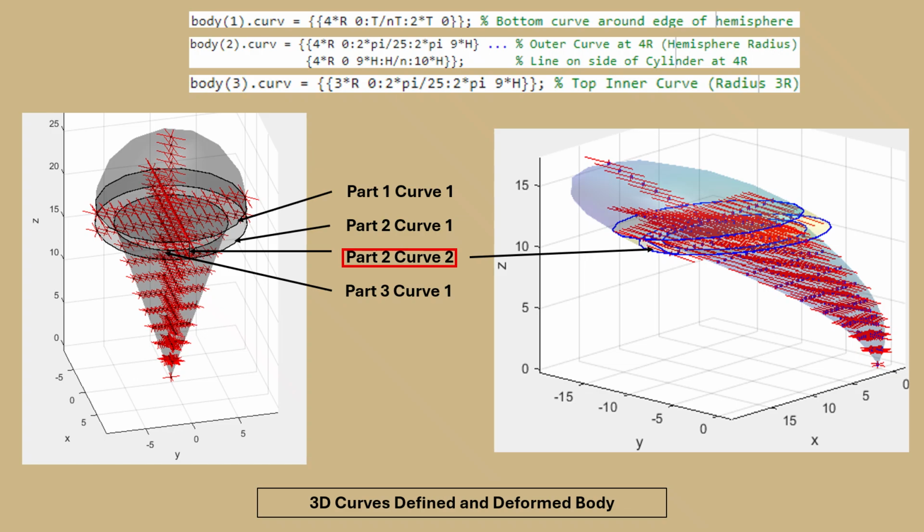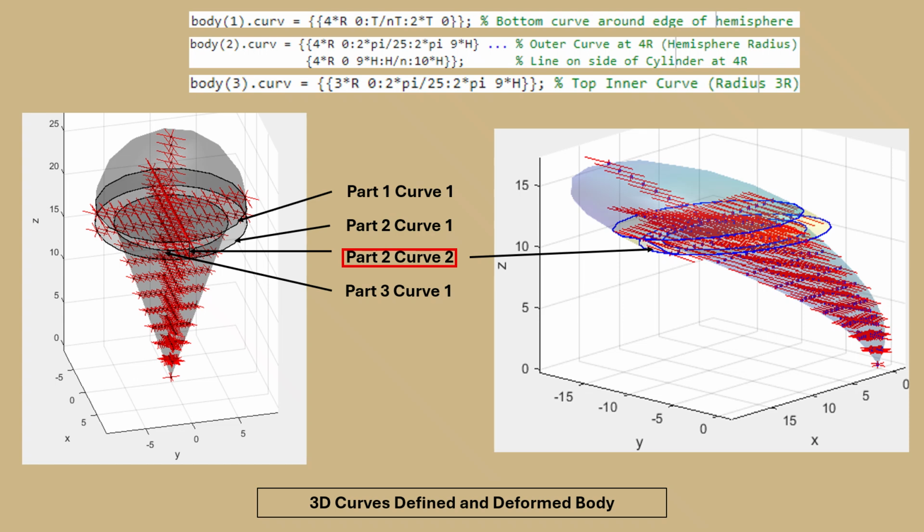All right, so in this slide, we're going to go through the curves that I defined on my body and then also the deformed body. So starting out with the hemisphere, we have a curve defined around the exterior radius, which is 4r, going around the outside of the body. And then for the cylinder, we have one going around. It's also 4r, but it's on the bottom part of the cylinder.